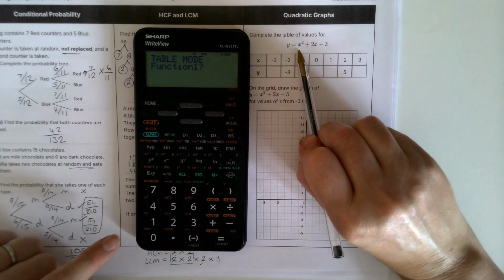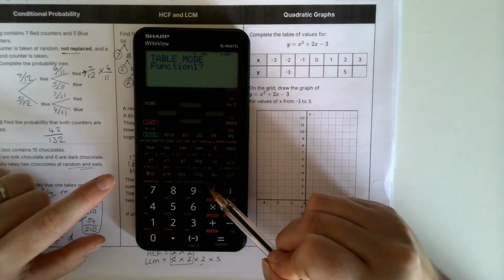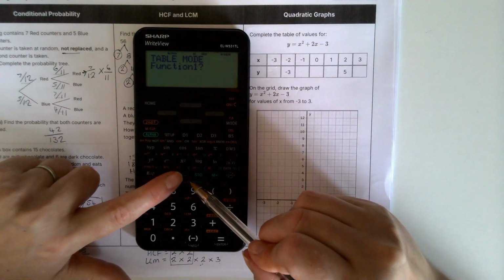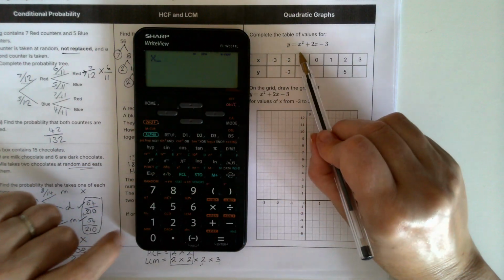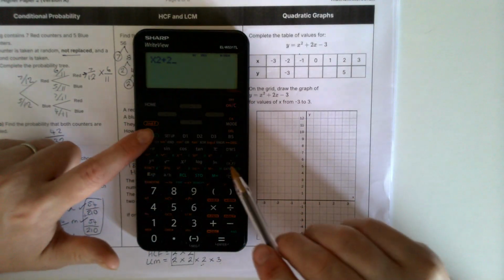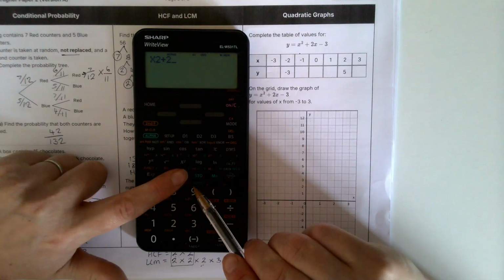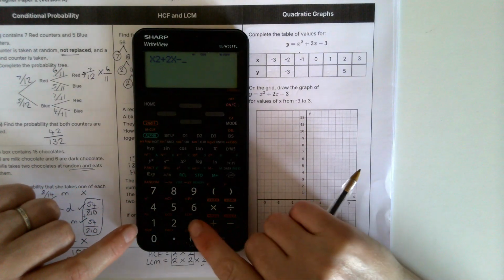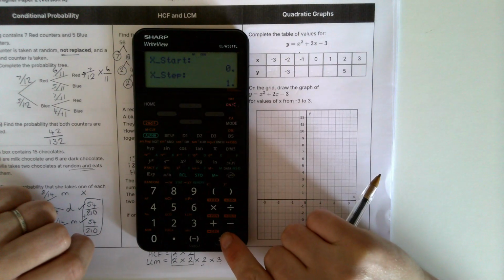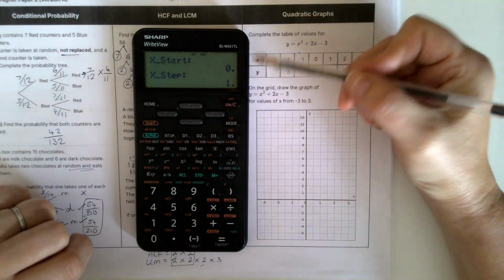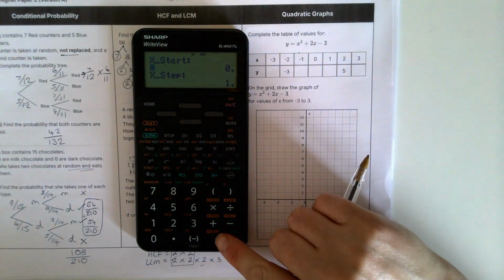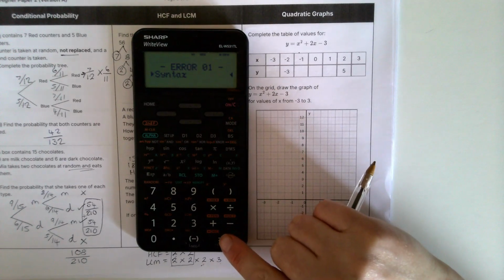So it's x squared plus 2x minus 3. So you're going to now use your green buttons. You're going to push alpha x, and then square it, and add 2 lots of x, so alpha x, and then take away 3. Press equals. There isn't a function 2, so just press equals again. That means you're going to start when x is 0 and go up in steps of 1. So just press equals again for both of those.